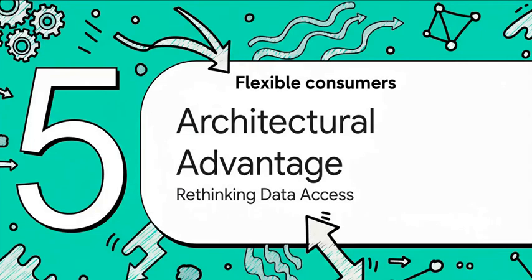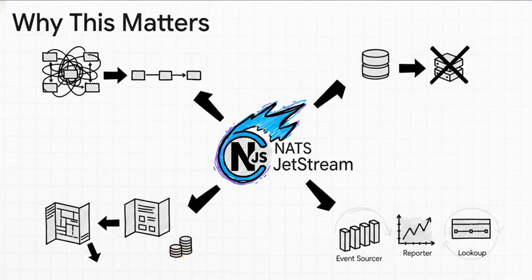So as we start to wrap this up, it becomes really clear that this isn't just a random collection of cool features, right? The flexibility of NATS consumers gives you a profound architectural advantage. It really changes the way you can think about accessing and using your data. So, at the end of the day, why does all of this matter so much? Because it radically simplifies your overall architecture.